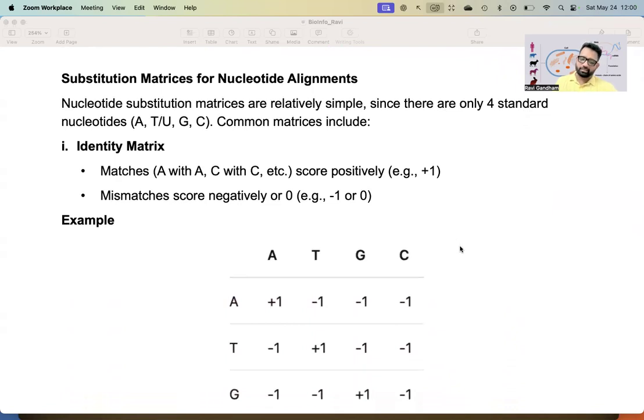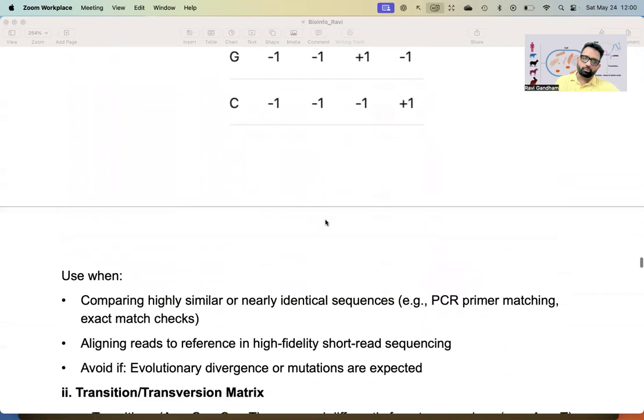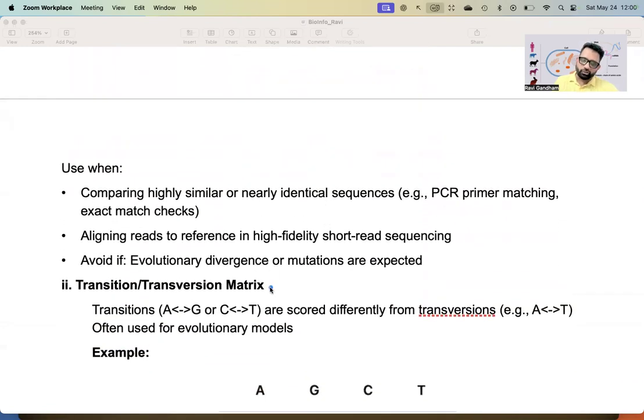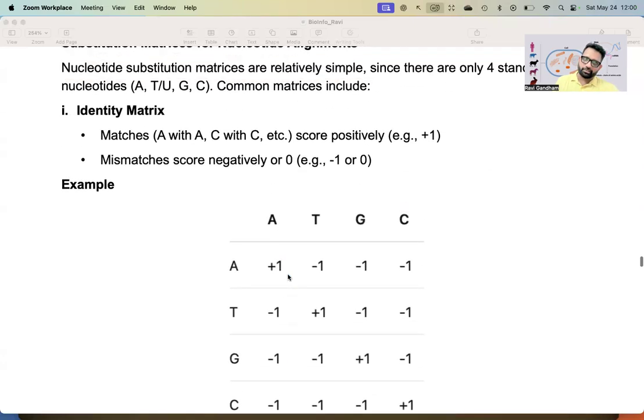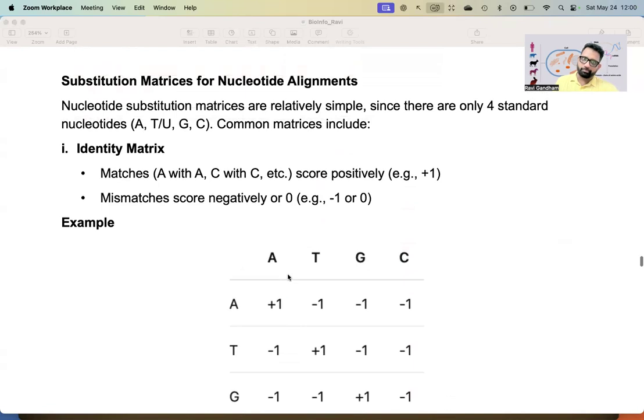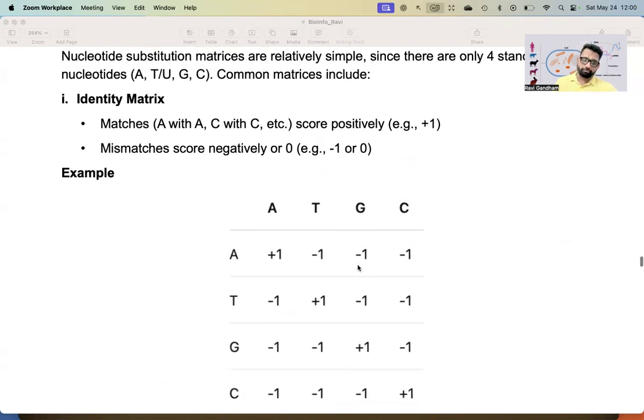Nucleotide substitution matrices are of two different kinds. One, the identity matrix, and the other one, which we are going to discuss, is the transition or transversion matrix. In the identity matrix, a substitution is scored by a match or a mismatch. That's it. In an identity matrix, once again, I repeat, the scoring is done for a particular match or a mismatch. Now let's see this clearly.